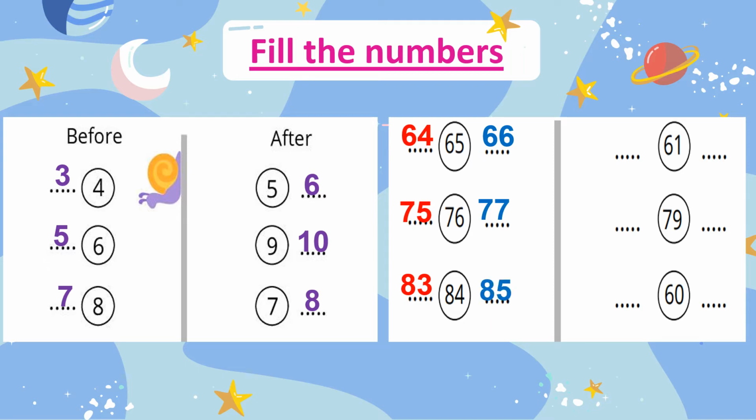Here we have in the middle 61. So before 61, 60. So 60, 61, then 62. Here we have 79. So before 79, 78. 78, 79, then 80. Okay, in the middle we have 60. So before 60, backward, 59. So we start with 59, 60, and the last will be 61.